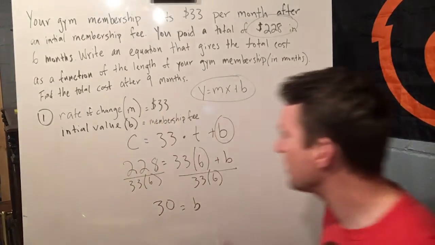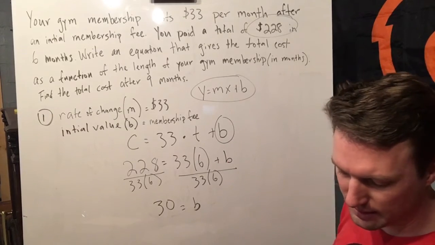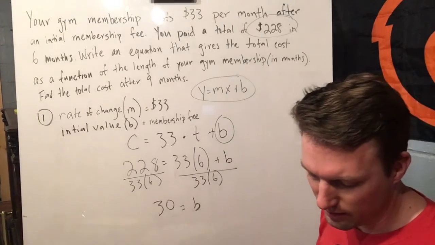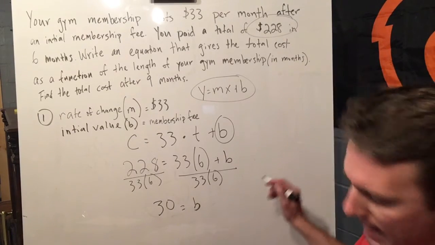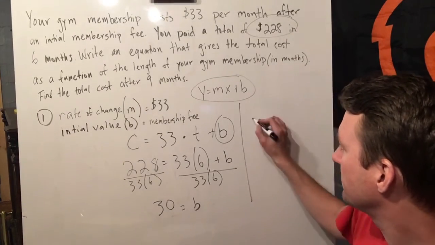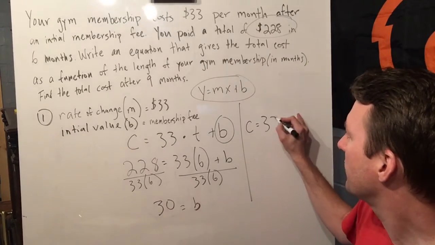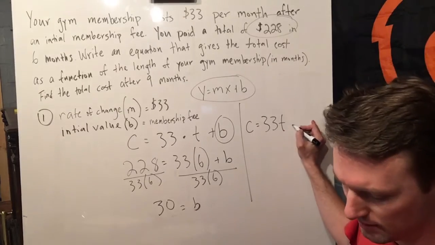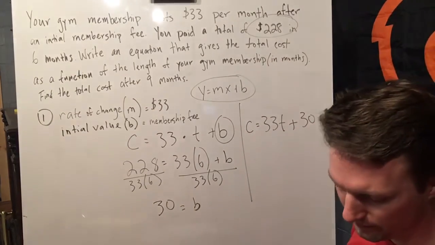So we can go back to our equation, knowing B equals 30, and write an equation using the function from step 2. We can say that C equals 33T plus 30, which would be our initial value.